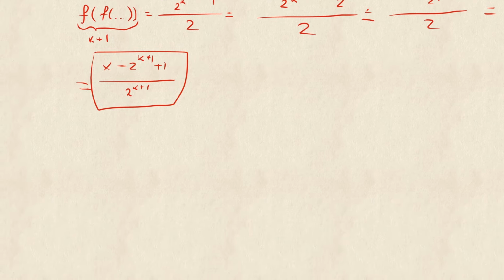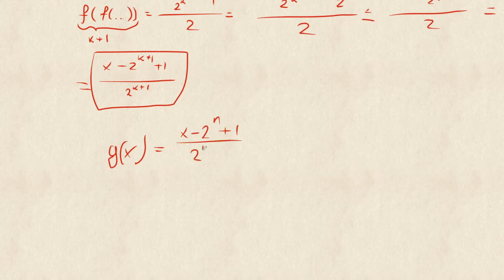So that means we were correct in our guess, and we can move forward. Let's rewrite our g of x as (x - 2^n + 1) over 2^n. So let's factor 1 over 2^n. You will see in the next move why we do that. So we'll have 1 over 2^n times (x - 2^n + 1).